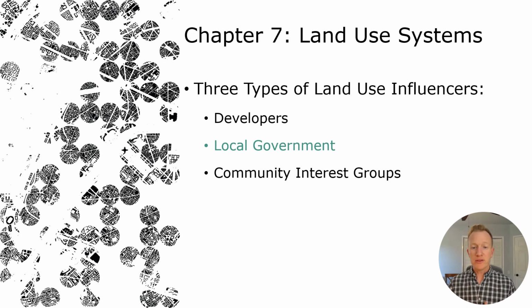So the authors state that within local government, there's generally three different types of local governments. One would be one that's pro-growth, then managed growth, and no growth. There's a spectrum here. You can't just say, well, this city is decidedly one or the other.